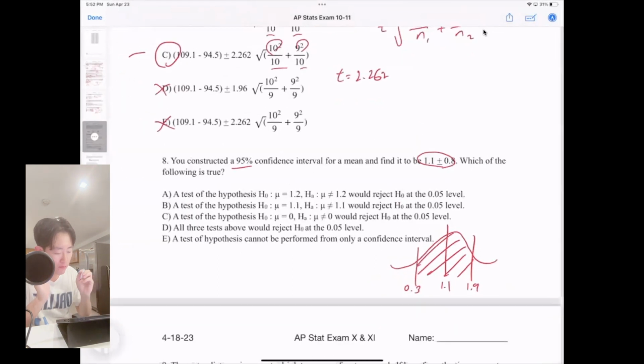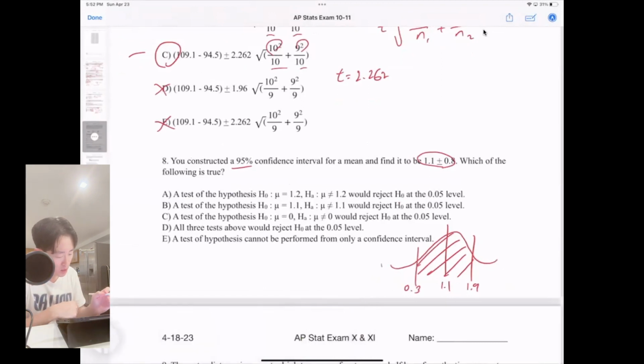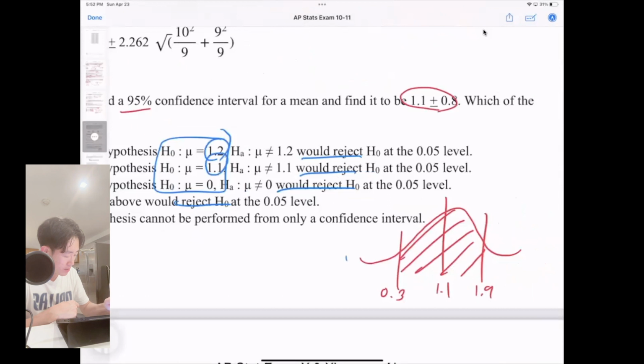But if I want to do a hypothesis test and I want to reject the null hypothesis, because it seems like I wanted to reject it for all of these, I would only be able to reject if my null hypothesis is deemed a ridiculous value. So look at all your null hypothesis values: 1.2, 1.1, they're all within the boundary. So you wouldn't be able to reject it at any reasonable level.